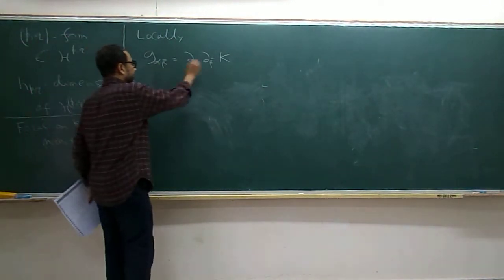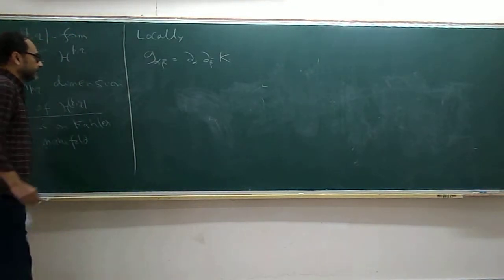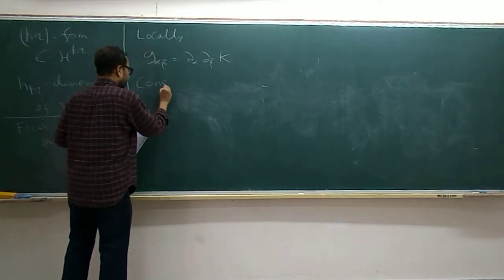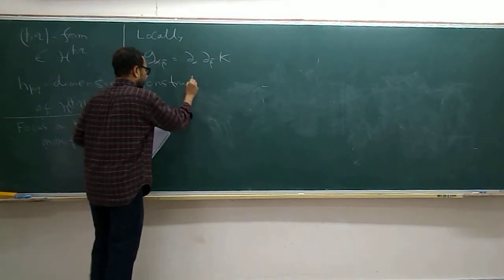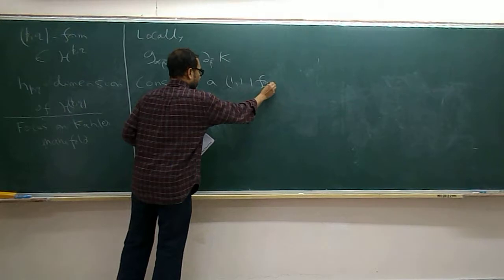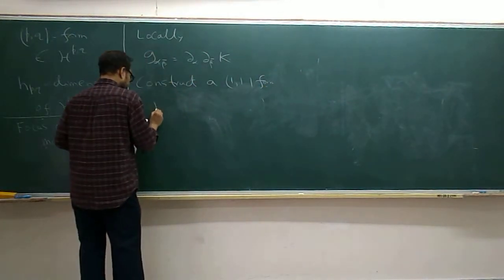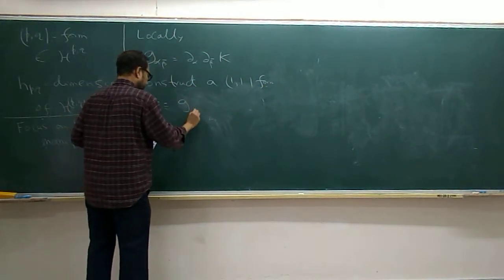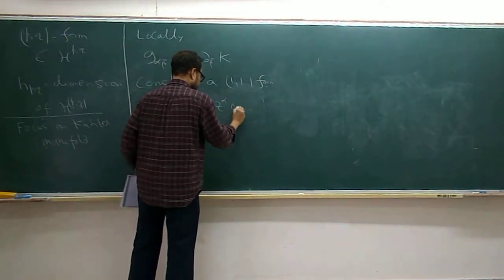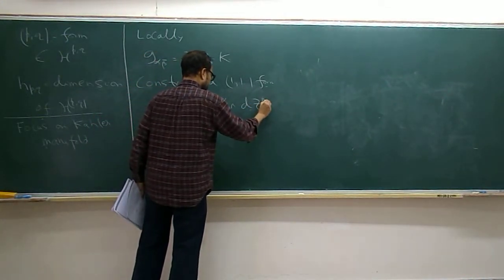Now, given a g_{αβ̄} like this, we can construct a (1,1) form J, which is g_{αβ̄} dz^α ∧ dz̄^β.